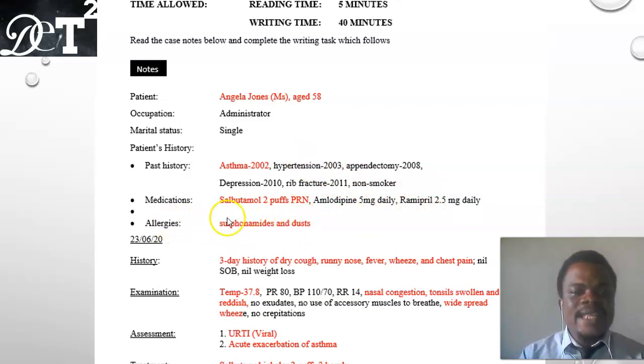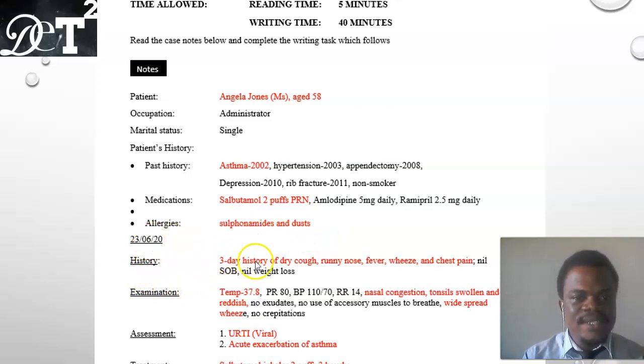Now, anything that the patient is allergic to, no matter which condition you are dealing with, whether you are dealing with depression or any case at all, always add the history of allergy if the patient is allergic to anything. But if the patient is not allergic to anything, maybe they say no known drug allergy or any allergy, there is no need. Writing that statement is irrelevant. But here, our patient is allergic to sulfonamides and dust, so we'll add it.